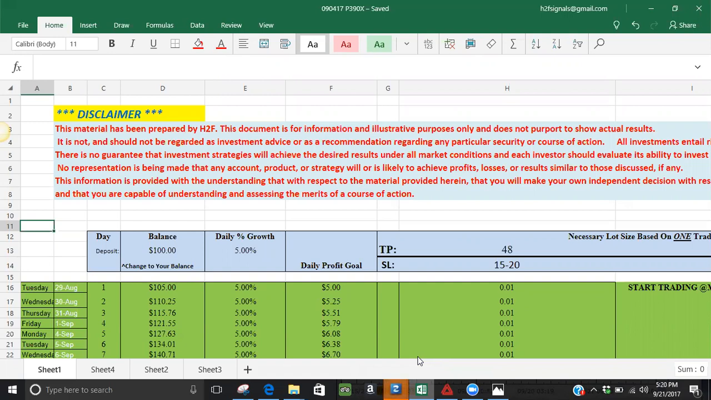At the top, you will notice a disclaimer. You definitely want to read that disclaimer before proceeding. It's just something that we have to put to protect ourselves here, but it's there, okay?